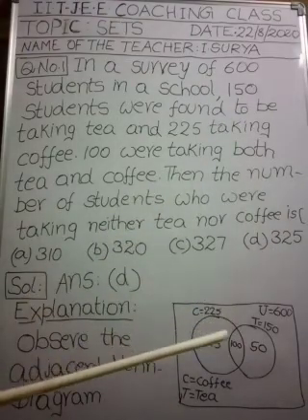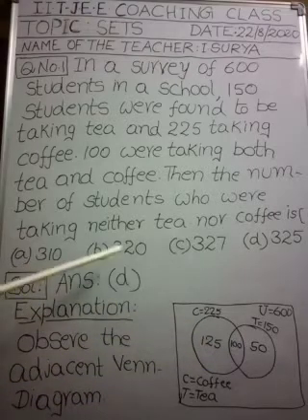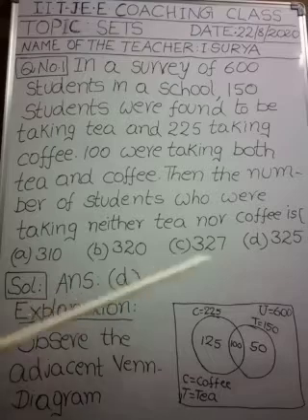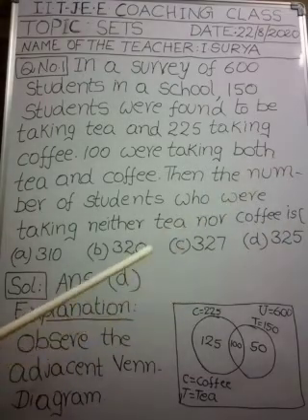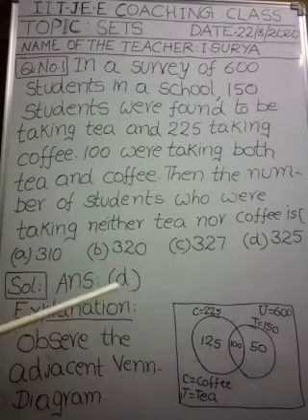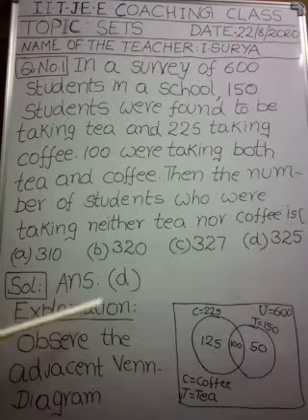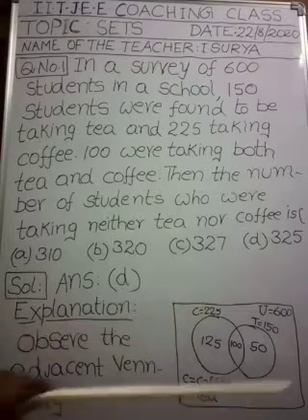Now, out of these four options, the fourth option D is correct. That is 325. So, to check this answer, let us see this explanation part. I have drawn a Venn diagram.